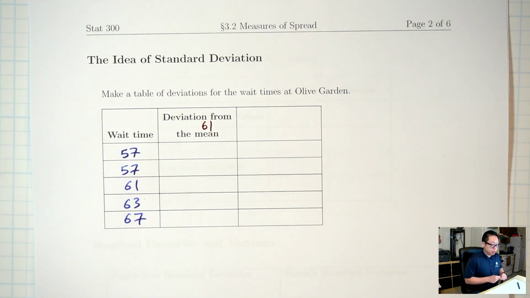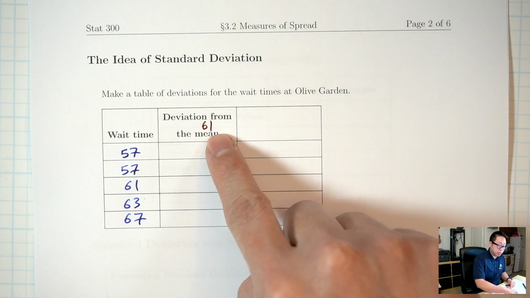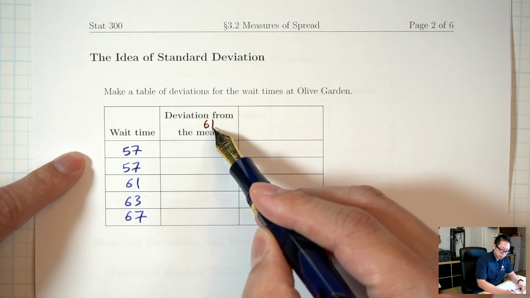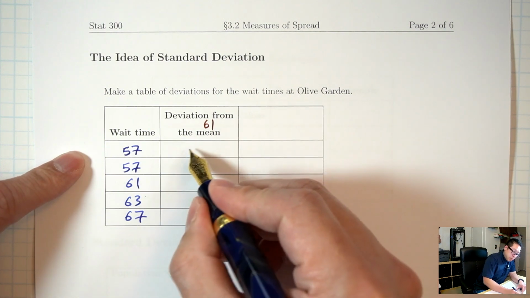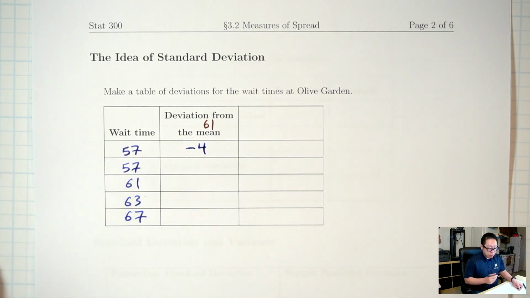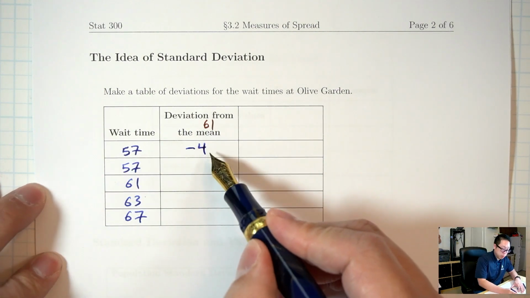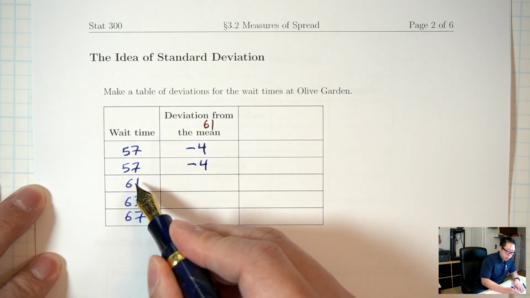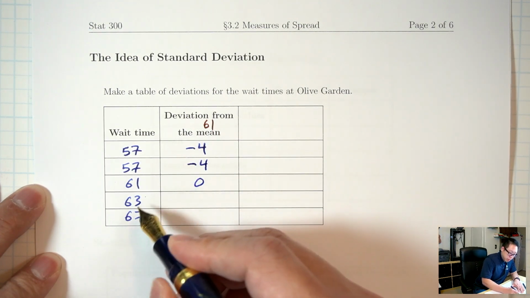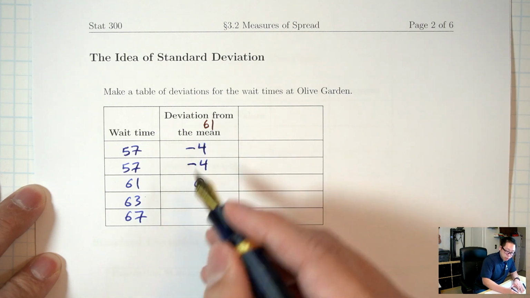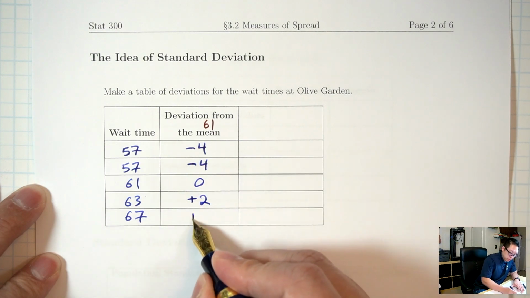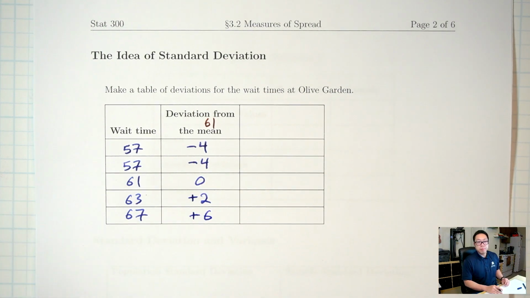And remember, deviations is just the distance from 61. So how far is 57 from 61? It's 4 below, so it'll be -4. And remember, if you can't eyeball it, just subtract. So 57 minus 61 is negative 4. 57 minus 61 is another negative 4. 61 minus 61 is 0. 63 minus 61 is a positive 2. And then 67 minus 61 is a positive 6. Okay, so we have the deviations from the mean.